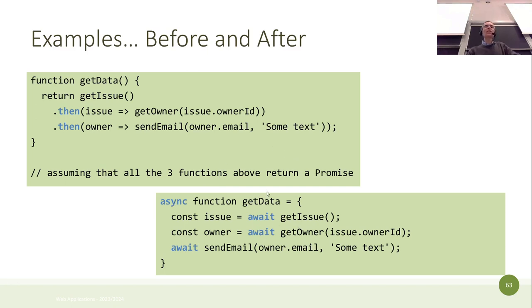Well, you see this code: issue, await, get issue, and then owner, await, get owner, issue. So it looks like a sequential code. It stops when it needs to stop and wait for something, and then it goes on and so on. And that's automatic, okay? The only thing you need to make sure that is valid is that you need to have functions that return promises, okay? That's all.